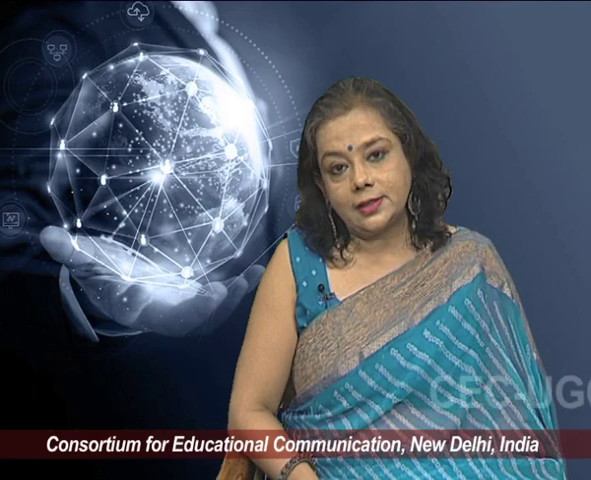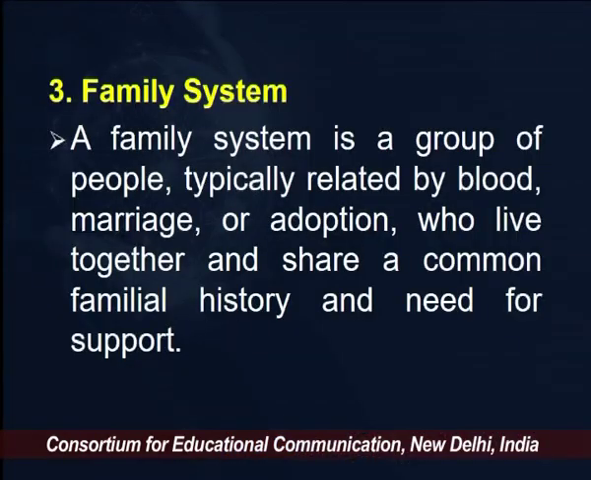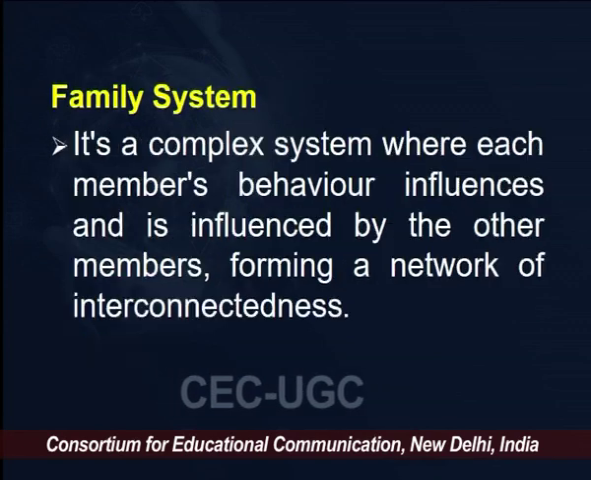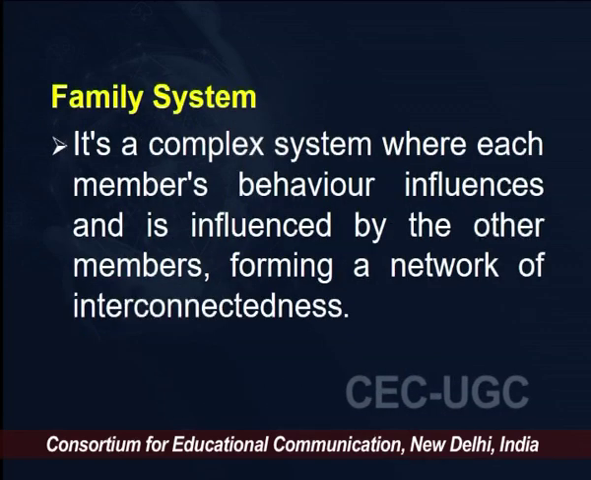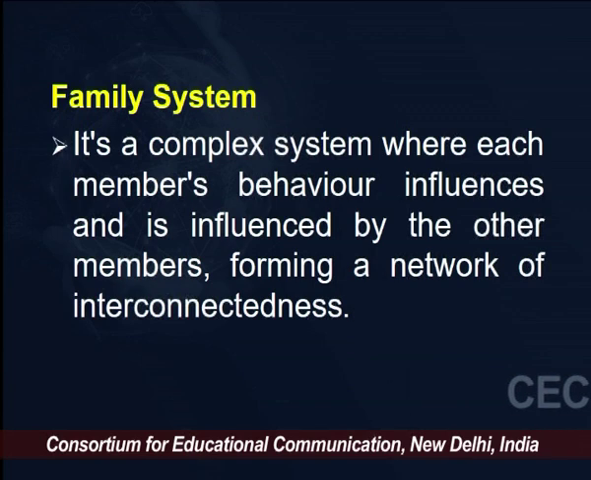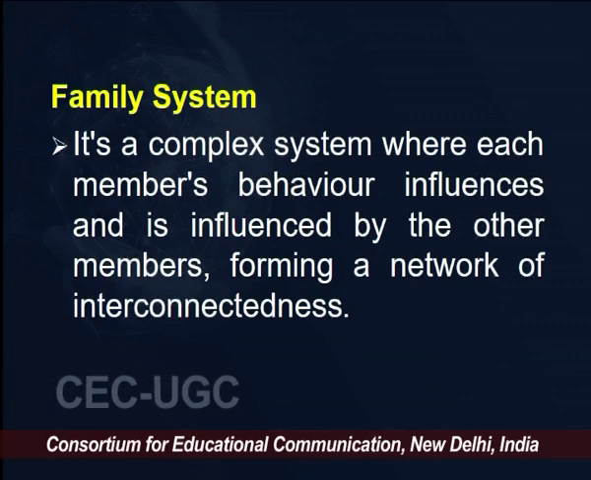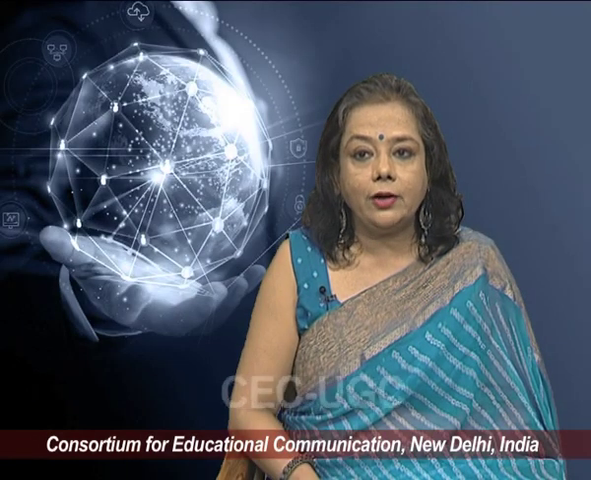Family system is another very important social environmental factor. A family system is a group of people typically related by blood, marriage or adoption who live together and share a common familial history and need for support. It is a complex system where each member's behavior influences and is influenced by the other members, forming a network of interconnectedness. There may be joint or nuclear families.